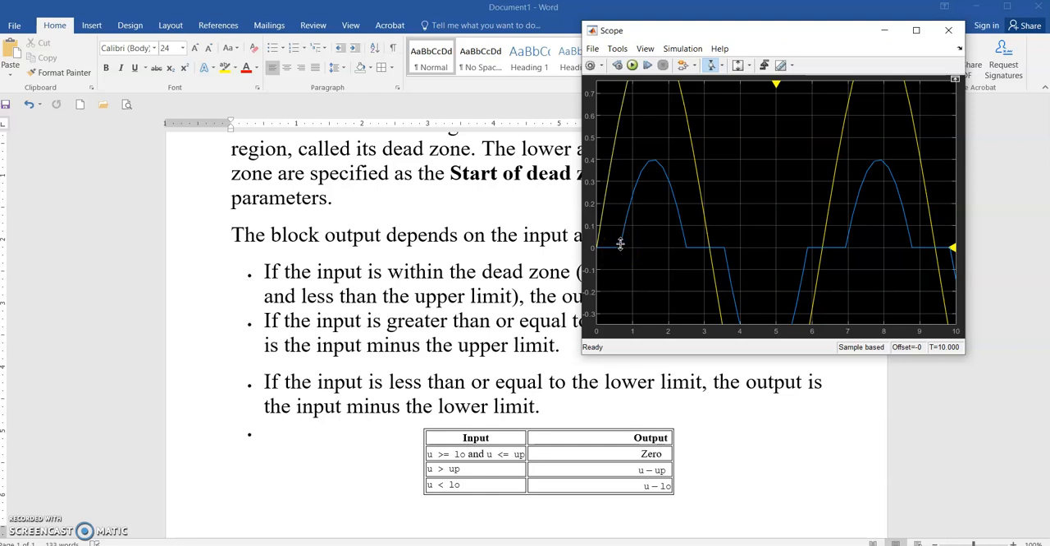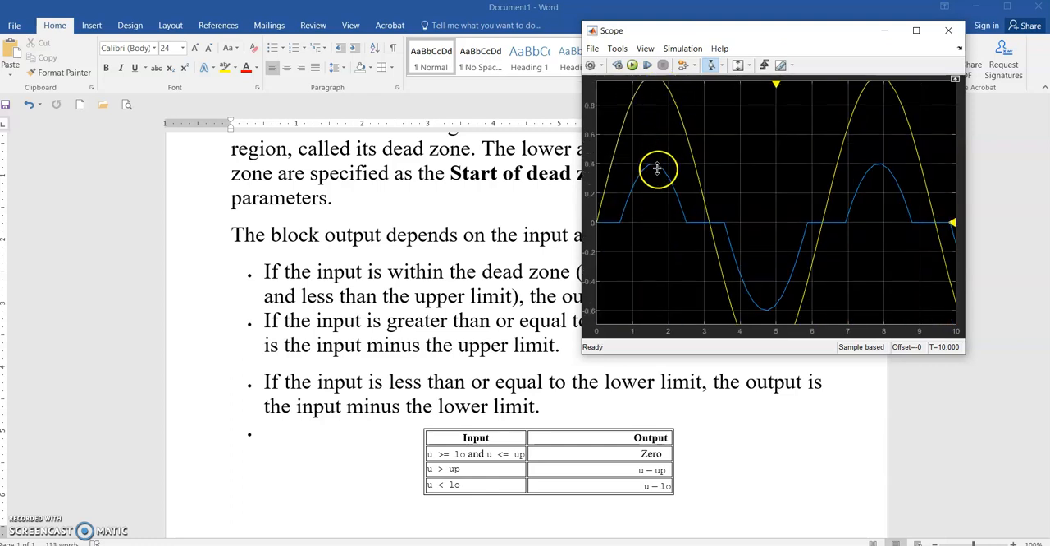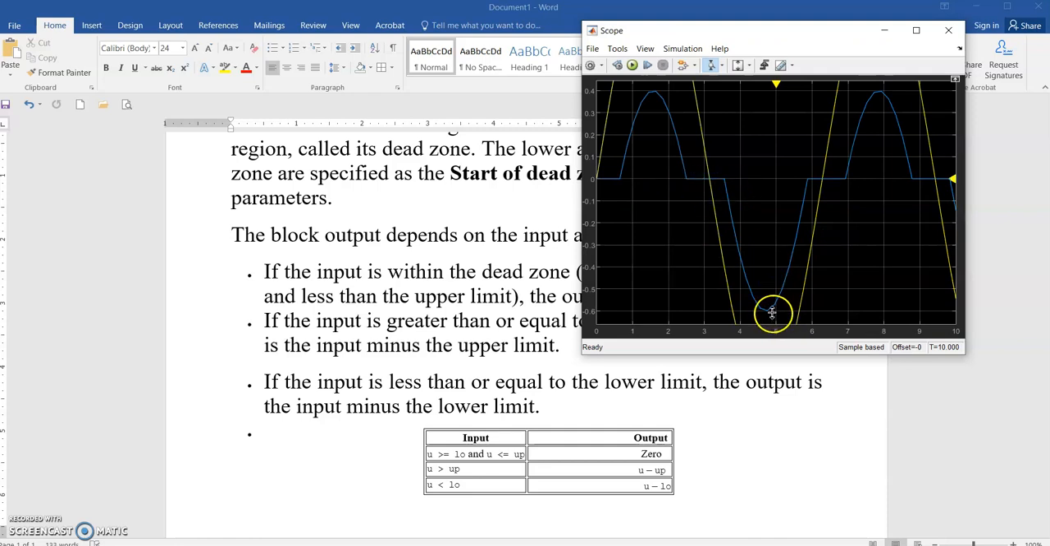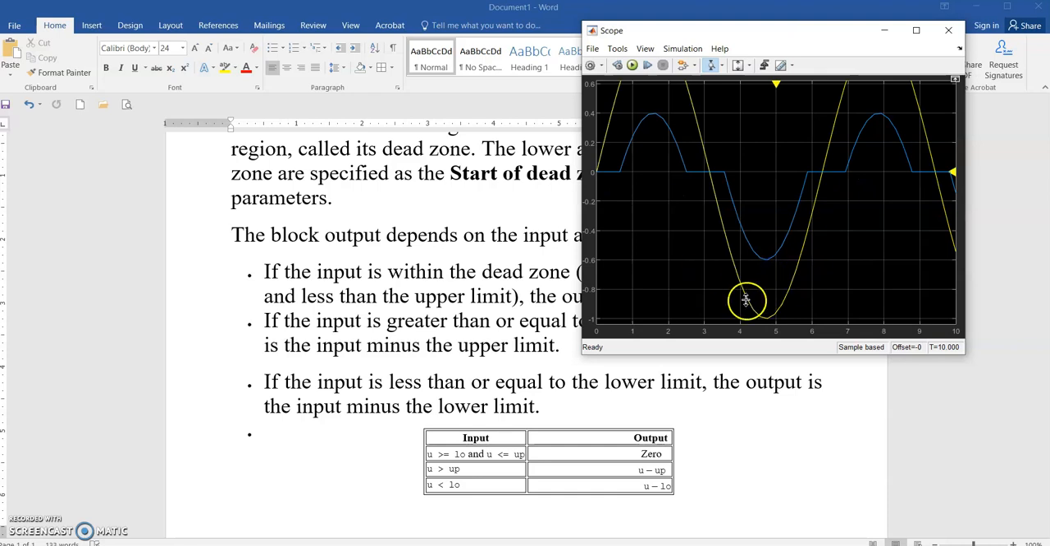Next, what should be the next output? I'm just matching from peak to peak. So the highest peak was 1 magnitude. So 1 minus 0.6 is your 0.4. What about this lower side? The same thing. So the negative magnitude was 1, but the negative limit was set as minus 0.4. You can see 1 minus 0.4 is 0.6. So that way the Deadzone works.